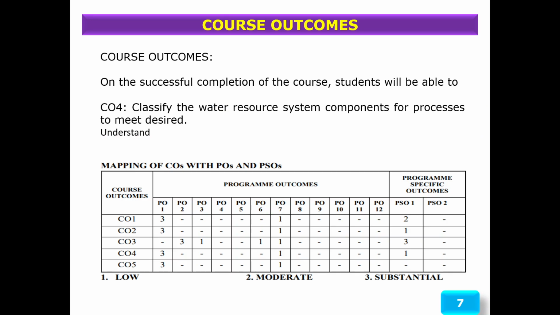The course outcome of this topic is to classify the water resources system components per process to meet desired needs. This is up to the understand level. The program outcomes correlated with the course outcome are PO1, PO7 and program specific outcome 1.